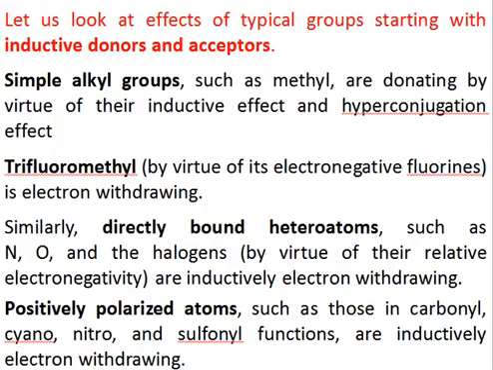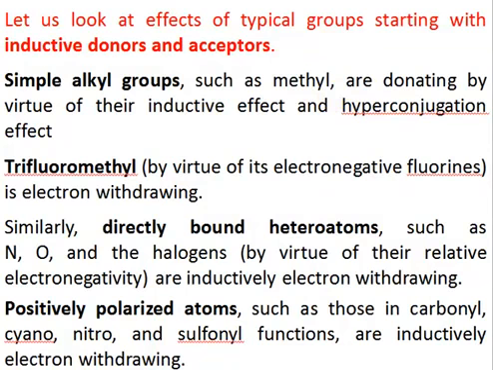So let's look at the effects of typical groups which have positive I and negative I inductive effects. We'll consider the substituents that can donate with respect to inductive effect and those that can withdraw. Let's consider firstly the alkyl groups. In alkyl groups we will take the example of methyl. An alkyl group such as methyl, if attached to the benzene ring, is electron donating because of inductive effect as well as hyperconjugation.